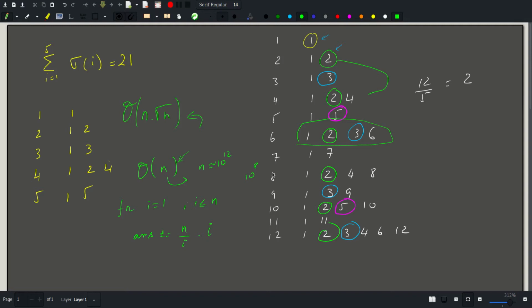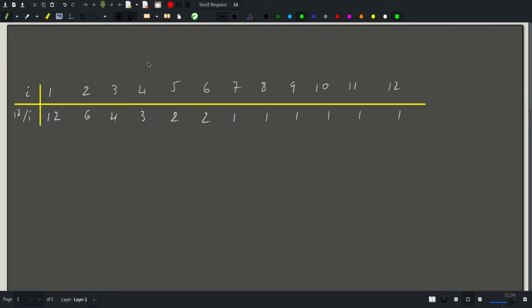To do that, let me work out this example for 12 again. I listed all the numbers from 1 to 12, and for each number i I calculated the value 12 divided by i, meaning the division in computer programming that is rounded down. So 12 divided by 1 is 12, and so on. As you can see, these values form blocks. This is 12, this is 6, 4, 3. Then we have a block of 2's, then a block of 1's.